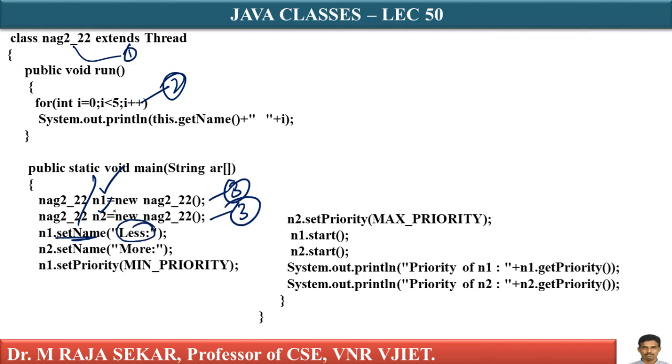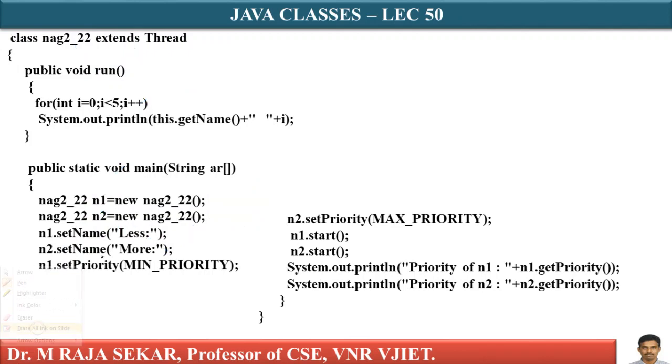N2.setName. For the second thread, I am assigning the name more. What does it mean? My first thread name is less, that is the N1 thread. My second thread name is more, that is the N2 thread. N1.setPriority. For my first thread, I am assigning priority 1.